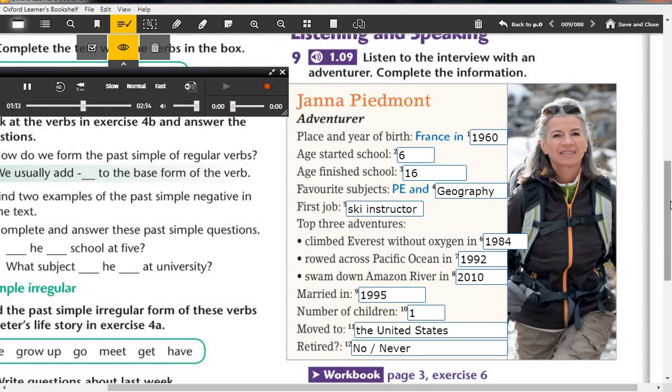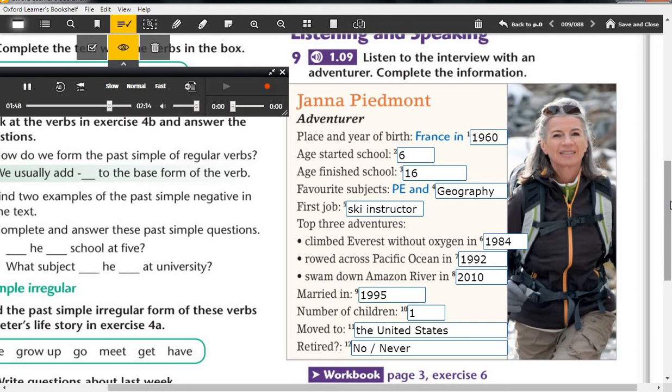When did you get married? I got married in 1995. My husband Sven was a ski champion and we have a son. He's an athlete. What are your biggest adventures? Well, I climbed Mount Everest without oxygen in 1984. I rowed across the Pacific Ocean in 1992. And in 2010, I swam down the Amazon River. Those were my 3 biggest adventures.